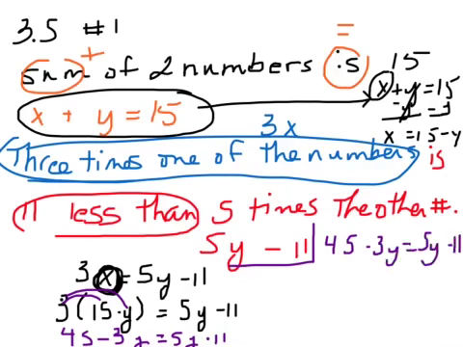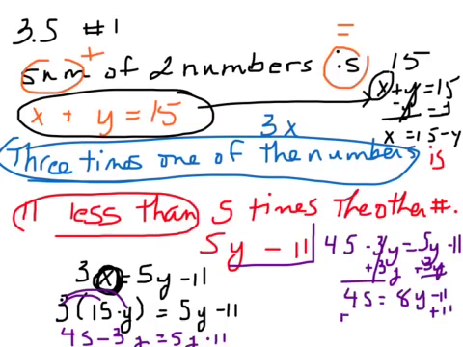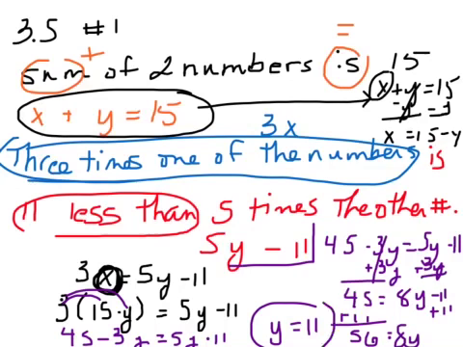So if I'm going to get my y's on one side, I'll move my 3y's over here, okay? That gives me 45 equals 8y minus 11, and let me add 11 to each side. So 45 and 11 is 56, which is equal to 8y. If I divide both sides by 8, I get y is equal to 7. So I know what one of them is.